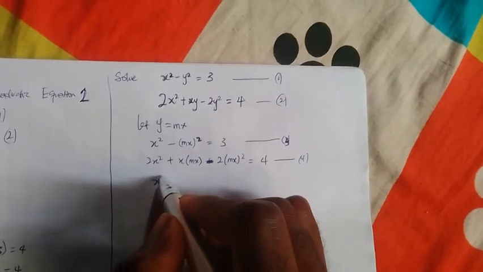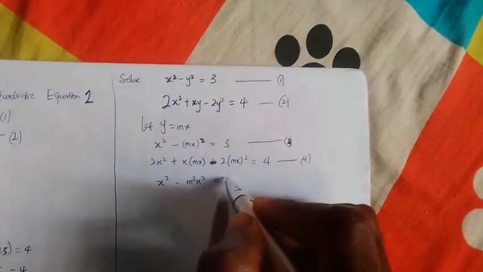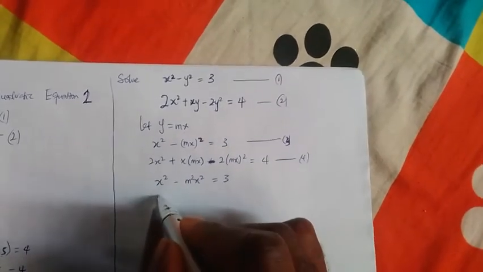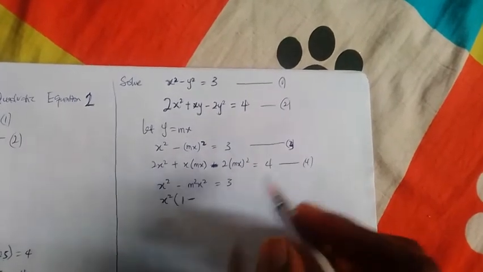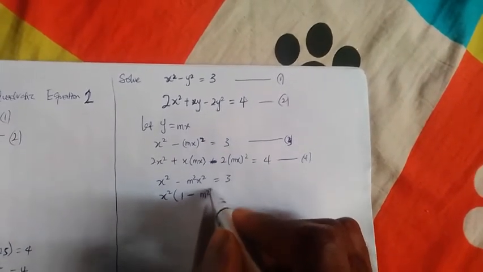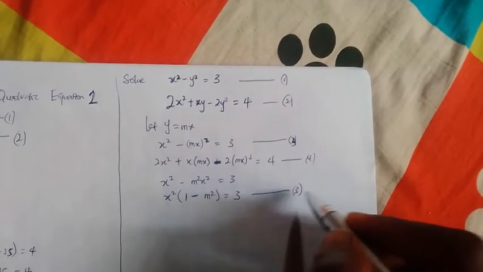From equation 3, let's rearrange it. It becomes x squared minus m squared x squared equals 3. Invariably, x squared is common, so what remains is 1 minus m squared, equals 3. This is still equation 3.